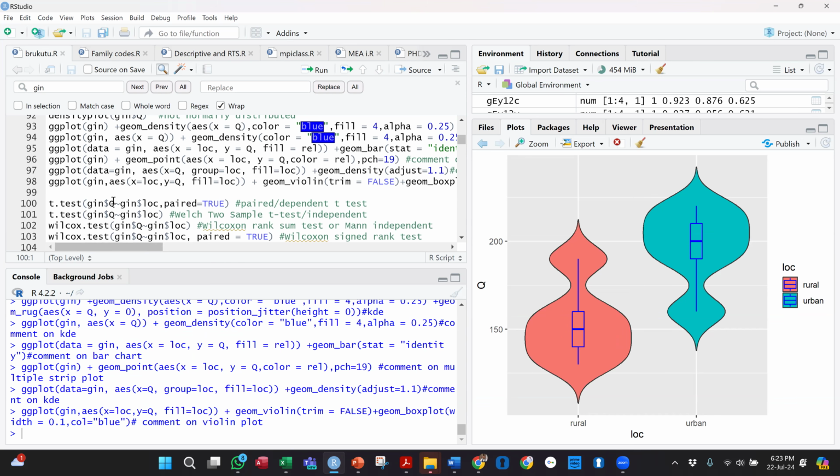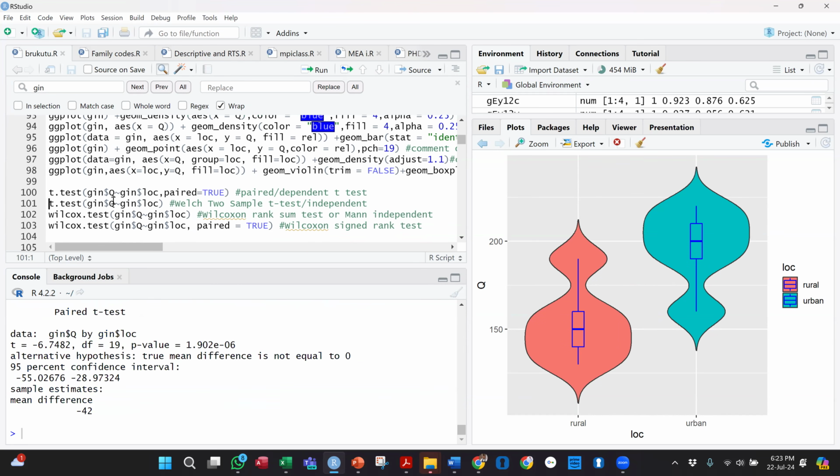You can test whether there are differences according to location, whether the quantity demanded differs across location. Okay? So that's a 2-sample test. And you can check the p-value. The p-value here shows that you have 6 zeros before the 1902. So it means that the p-value is approximately 0, which is a clear indication that there's a significant relationship in the quantity demanded across location.